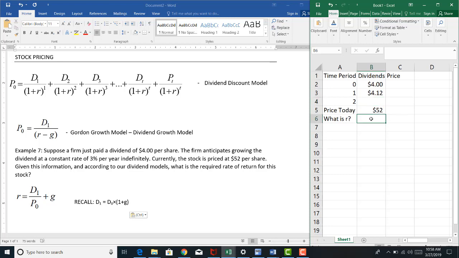With this information, I can easily calculate the required rate of return, which is equal to D1, which I just calculated, divided by the price that is currently given. So the dividend yield plus the growth rate of the dividends G, or the capital gains yield, and R is going to be equal to 10.92%.